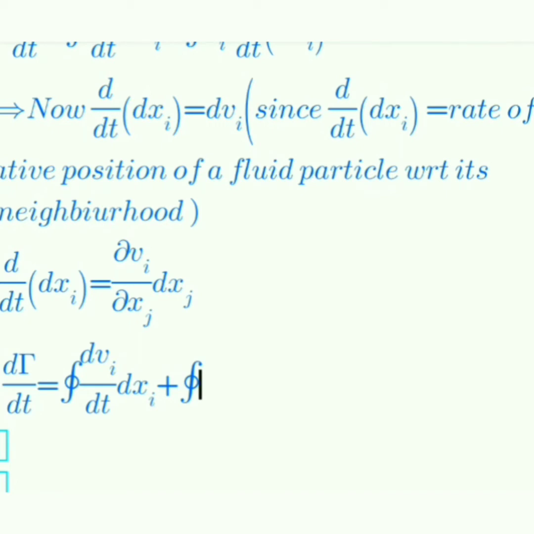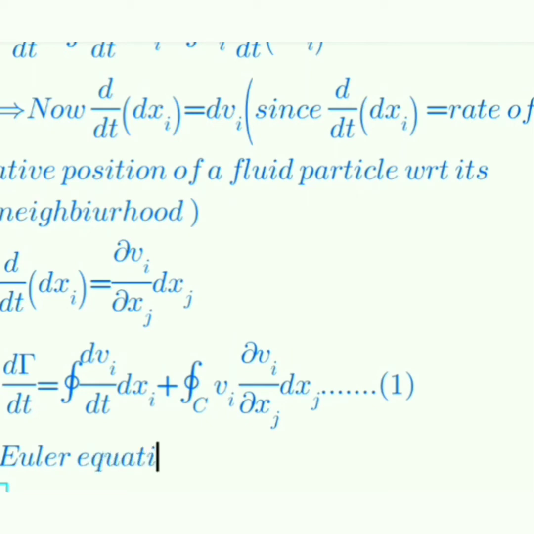And dVi by dt dxi, and another term, and whatever we get, Vi del Vi by del xj dxj. So friends, this is my total expression for d gamma by dt. And now Euler's equations. We know the Euler equations, very important. Euler equations of motion.